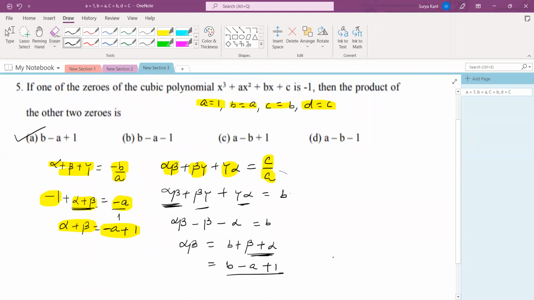Okay, next you see here. So alpha beta, beta gamma, gamma alpha. So instead of alpha, we are putting gamma, and gamma we are putting as -1 and -1. So we are getting alpha beta plus minus alpha is equal to B. So this is the answer.